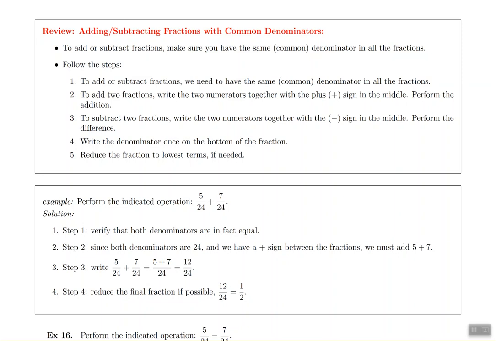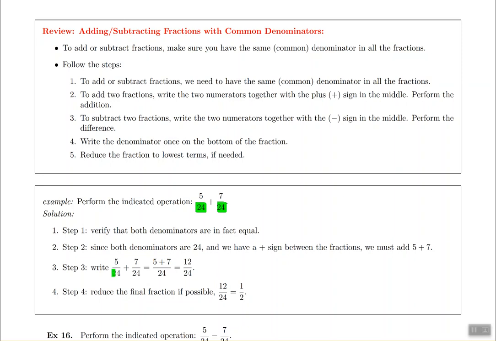Now, adding and subtracting fractions is a little bit more tricky compared to multiplying and dividing. When we were multiplying and dividing, we didn't care whether the denominators were identical or not. When we're adding and subtracting fractions though, it's a completely different story. We have to have common denominators. In other terms, the bottom of the fractions should be identical for us to be able to add the fractions, or subtract them for that matter.